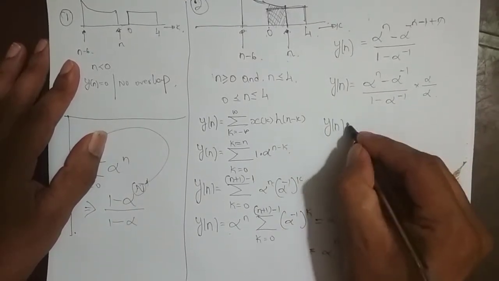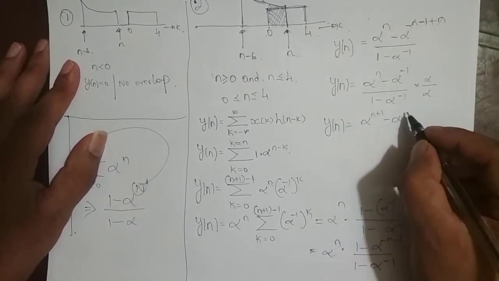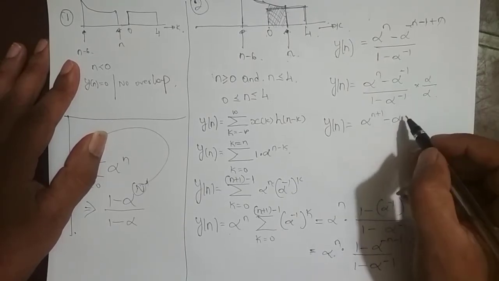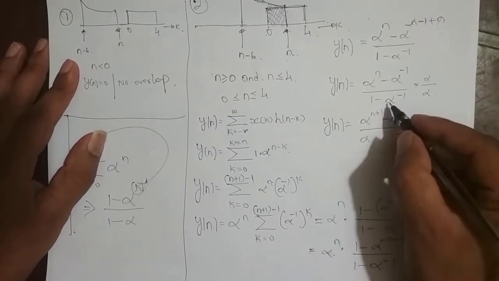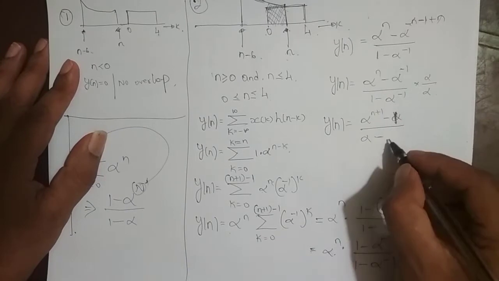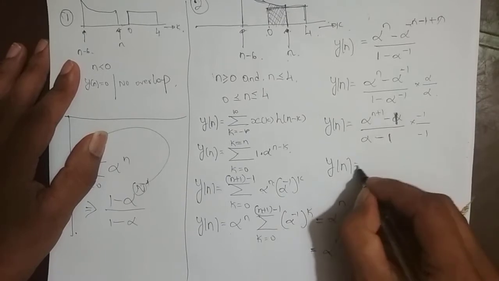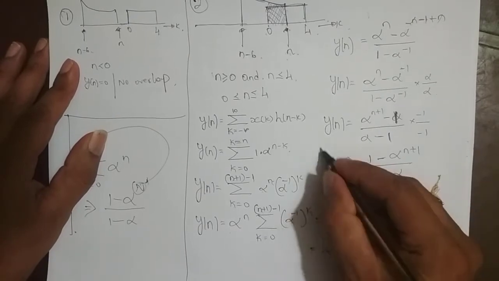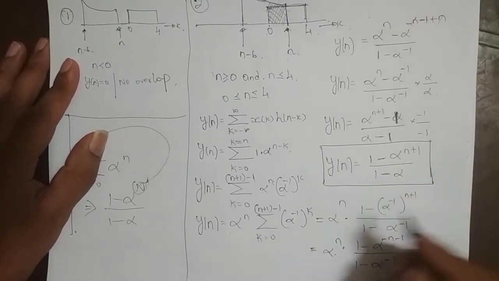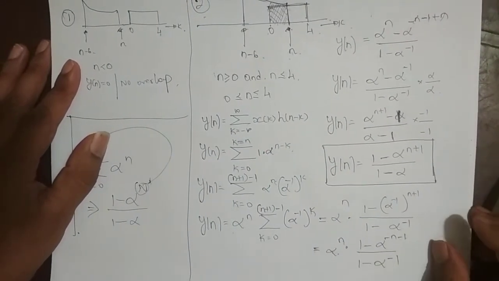So y of n is equal to what? Alpha power n plus 1 minus alpha power minus 1 plus 1 cancels out. So this is 1, whole divided by alpha minus, again this is minus 1 plus 1 cancels out. What I do, I'll multiply both numerator and denominator by minus 1. So I end up with y of n is equal to 1 minus alpha power n plus 1 whole divided by 1 minus alpha. So this is the simplified equation for case 2, where n is in between 0 to 4. Okay, so now case 2 is done.